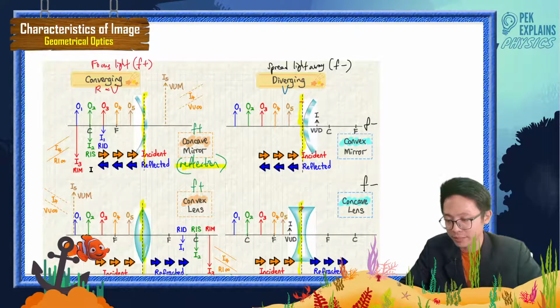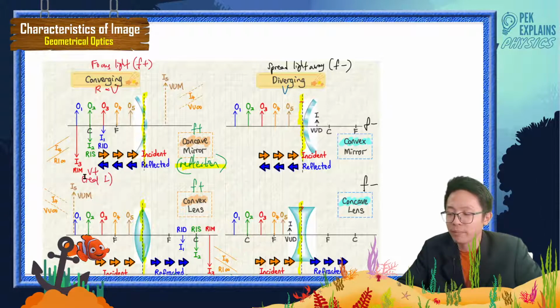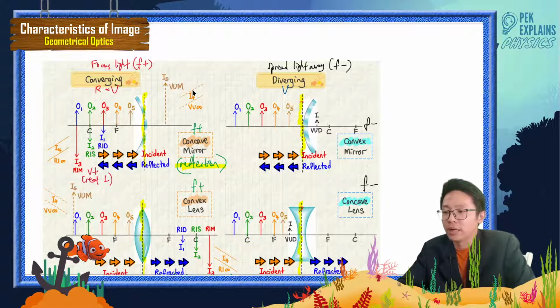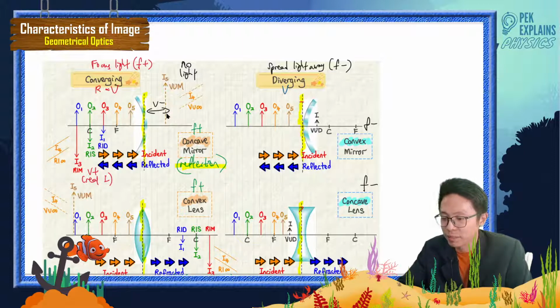The real image was formed at this side, the same side as the reflected ray, so V is positive. This V is positive here, it is a real image because it is formed at the place which has light. We have the reflected light. But if the image is formed on the other side, this side has no light, and the V over here is opposite to the reflected ray, so that's why it's V negative. Understand or not? Here V is positive because it is the same side as the reflected ray.